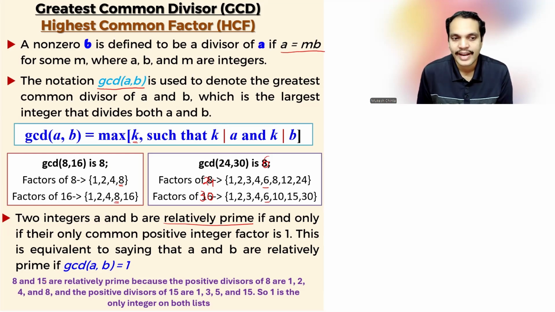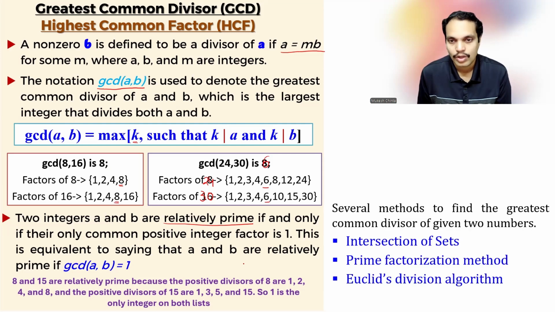The example being 8 and 15 are relatively prime because the positive divisors of 8 are 1, 2, 4 and 8, and the positive divisors of 15 are 1, 3, 5 and 15. You can see the common integer in both the lists of 8 and 15 is only 1. So 8 and 15 are called relative primes.